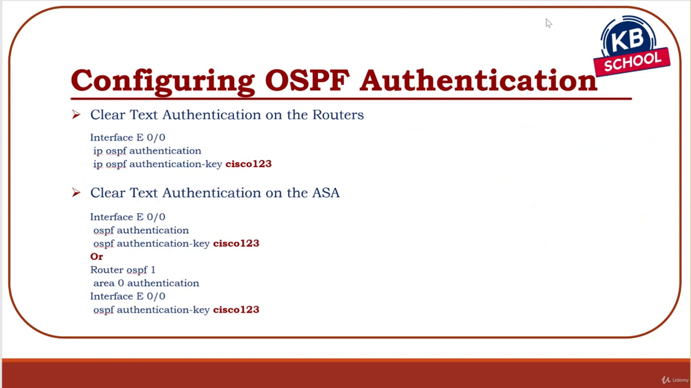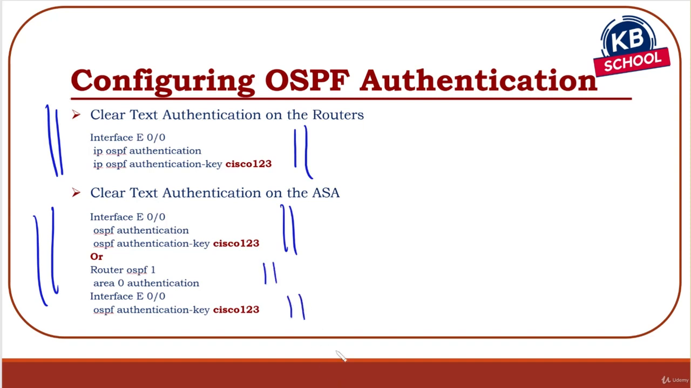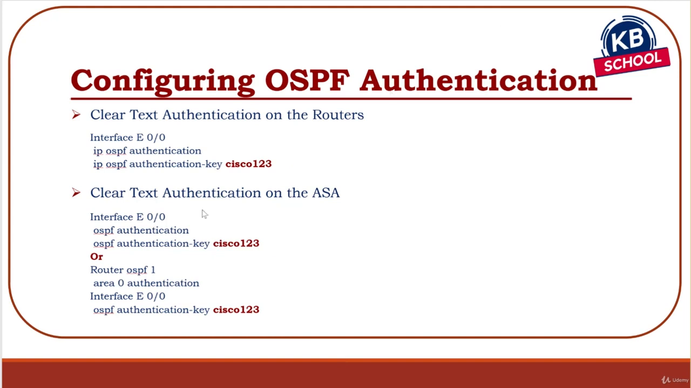I showed you how to do clear text on the router and then on the ASA, using the authentication type under the router mode for all interfaces and the key under the interface. Either one is fine. As you can see, it's very similar in the way the routers and the ASA firewalls do authentication, which is different from RIP and EIGRP, which require a keychain for the router process.